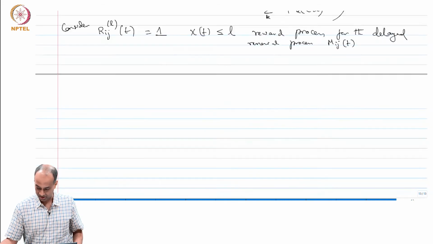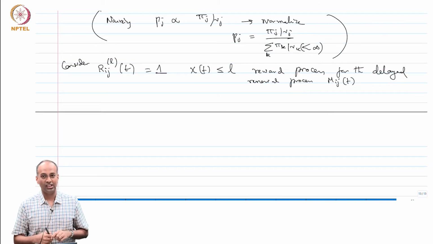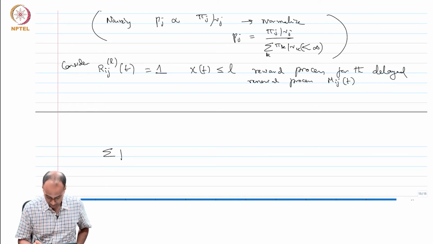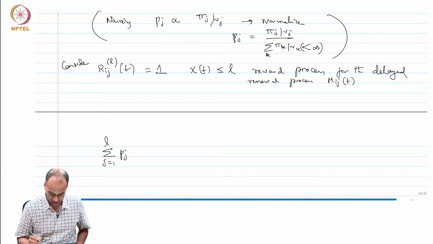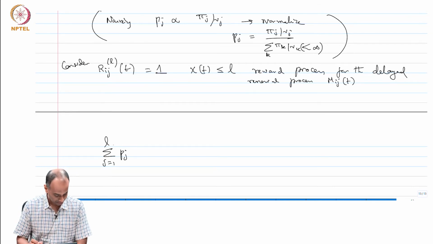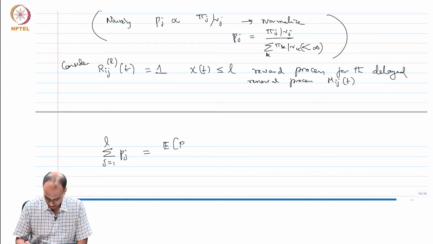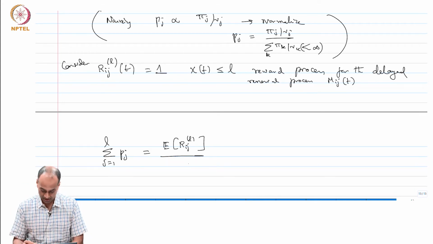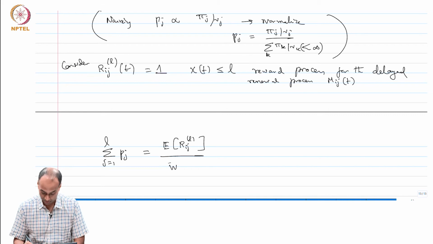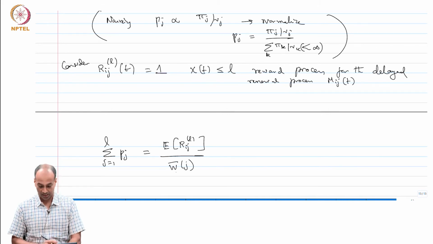So, for this what happens, right. The fraction of time spent anywhere from 0 to L, which is simply the sum of Pj, j equals 1 to L, I am applying renewal reward now, is equal to the expected R_ijl, which is the expected reward per renewal interval, divided by the expected width of the renewal interval, which is W bar j, correct.